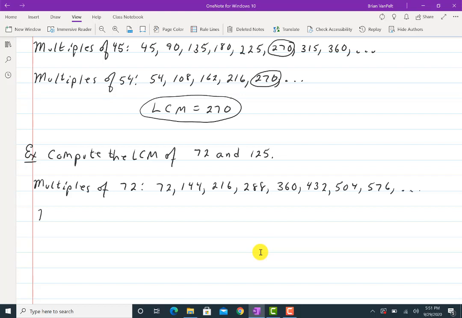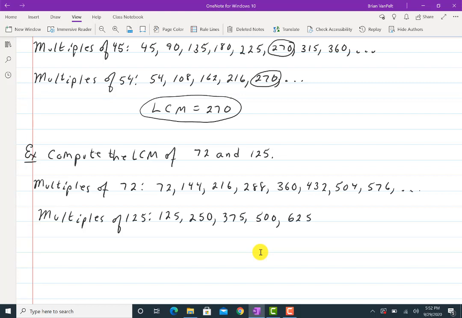And then the multiples of 125. I'll start with 125, 250, 375, 500. So far I do not have any multiples in common. 625. My list for the 125 is now bigger than the 72, and I still don't have anything in common.